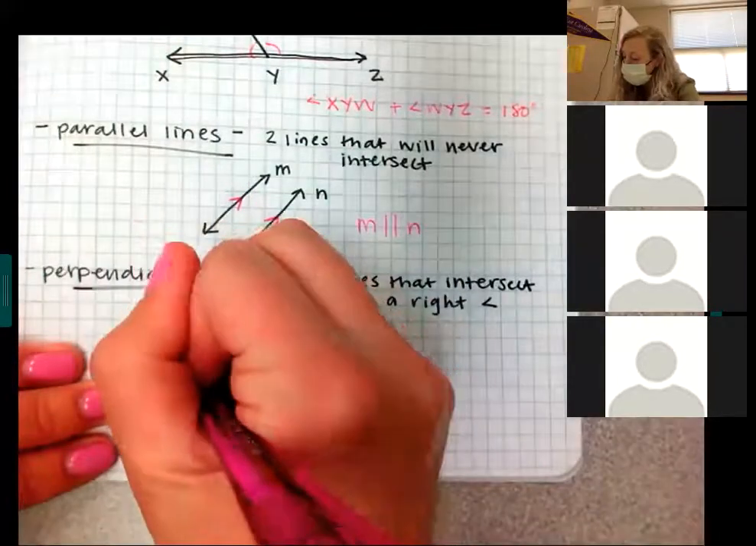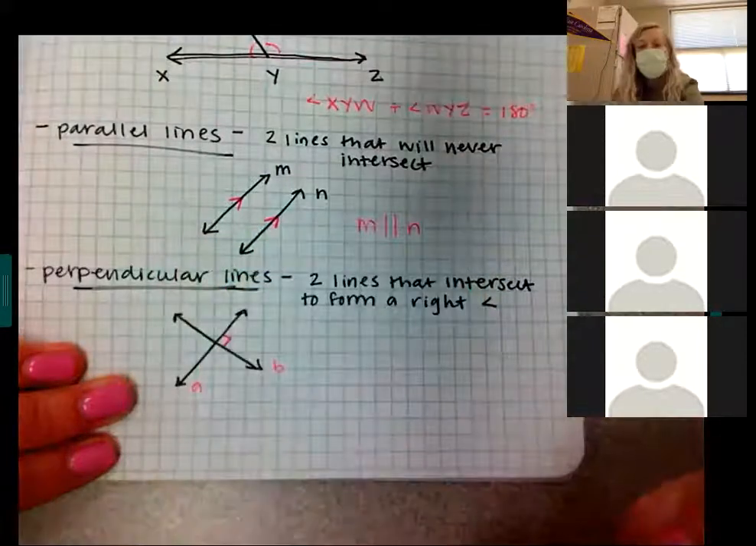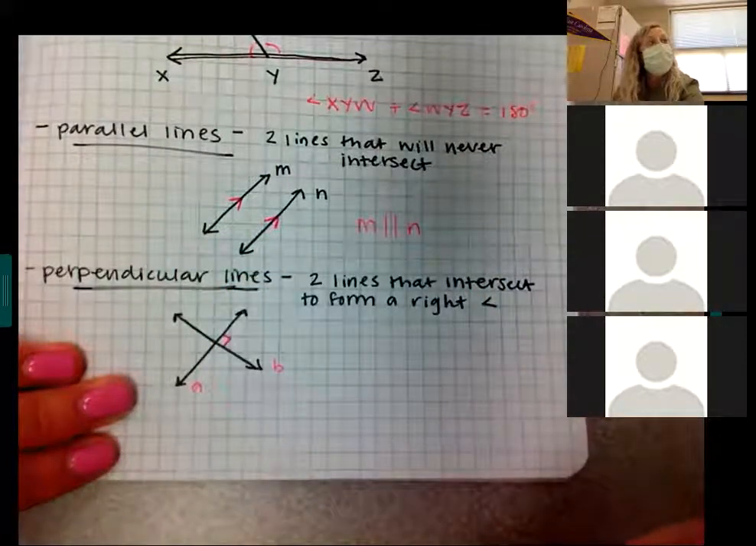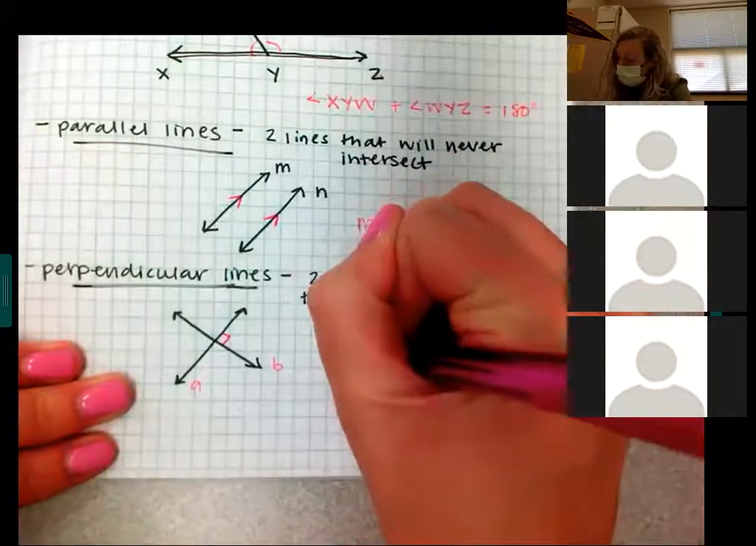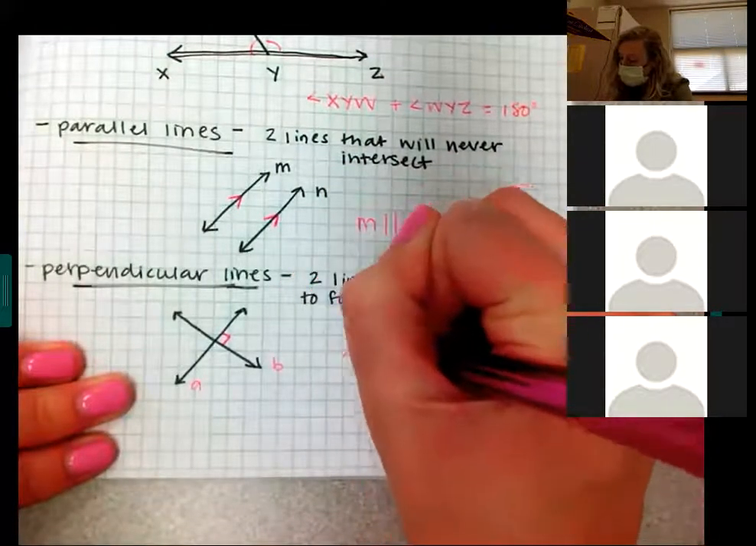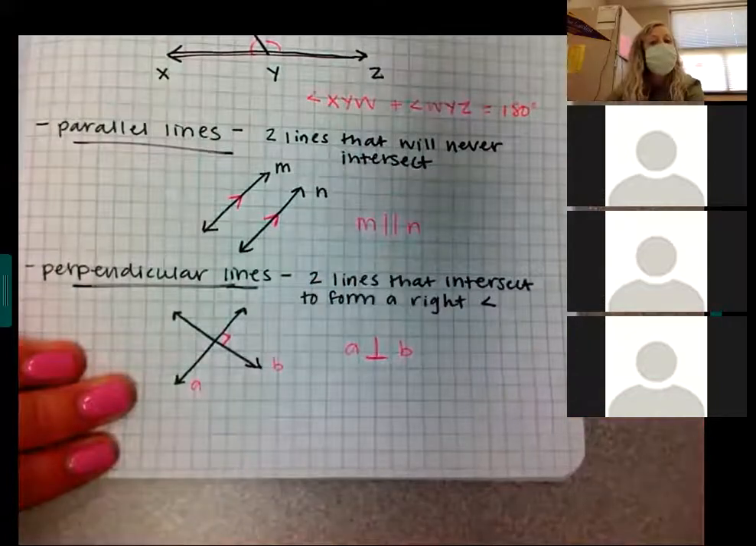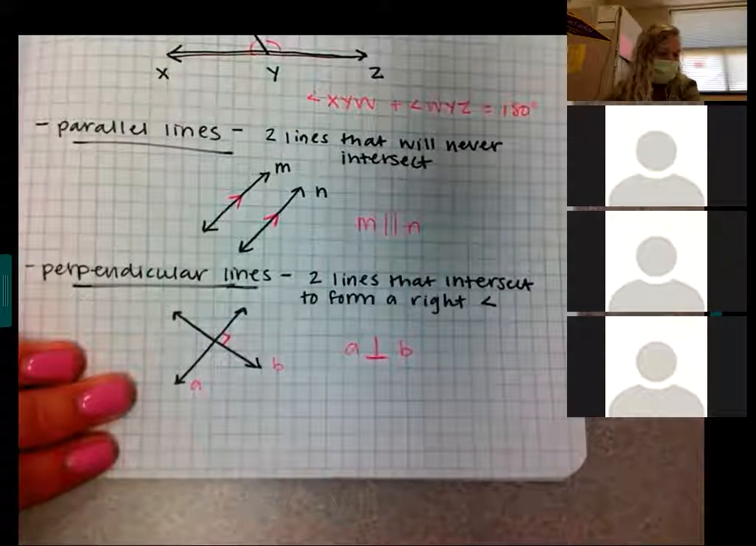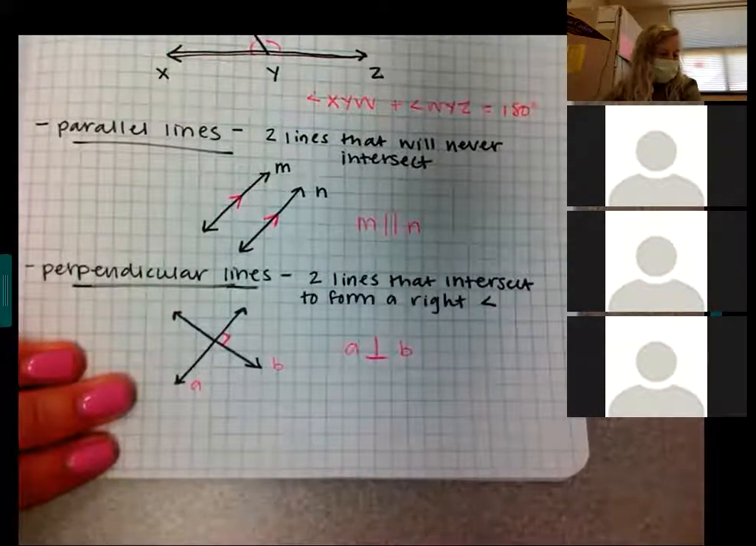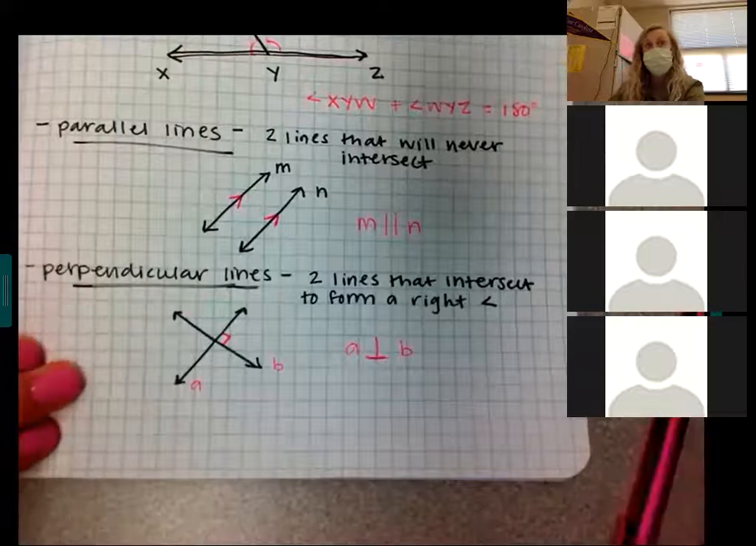So let's say this line is A and this line is B. The other way they could show you they're perpendicular if they don't draw a box is they could write it like this. A, upside down T, B. That means they are perpendicular. Is everybody okay with that?